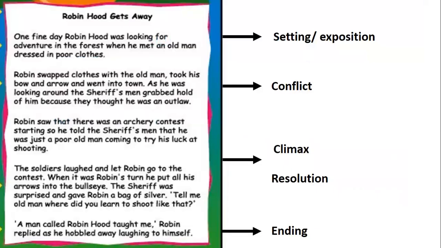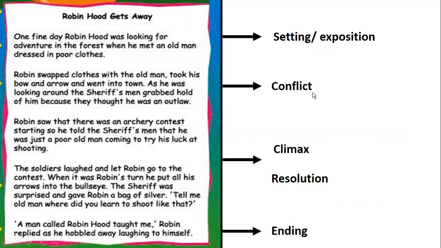So here's an example of a short narrative so you get a clearer picture of the structure. So we begin with the setting or the exposition. One fine day, Robin Hood was looking for adventure in the forest when he met an old man dressed in poor clothes.